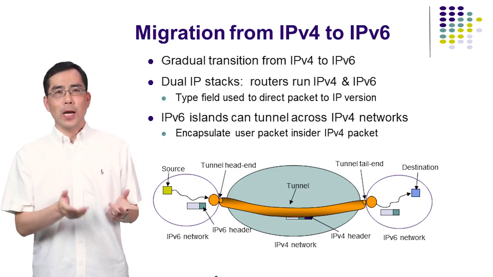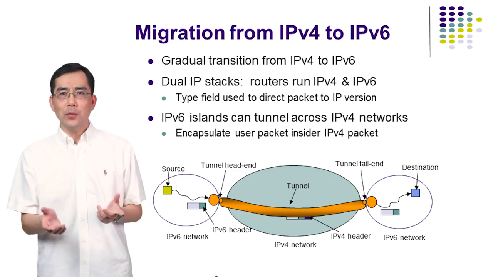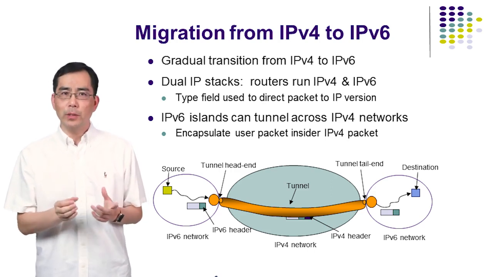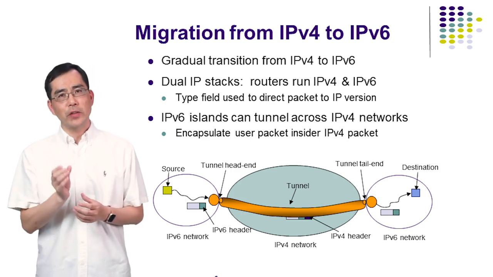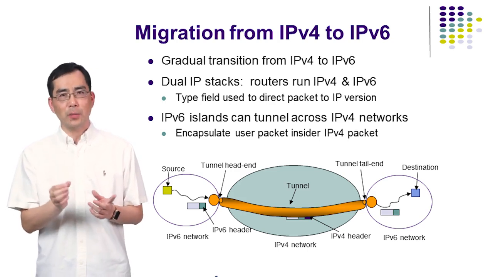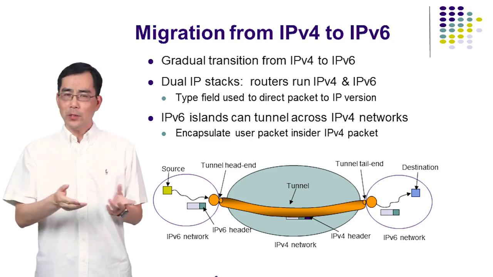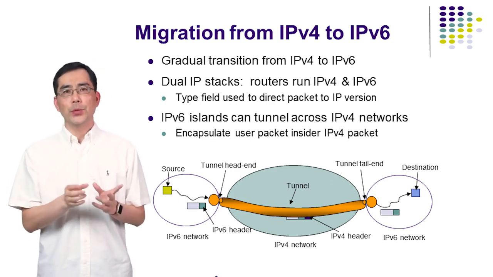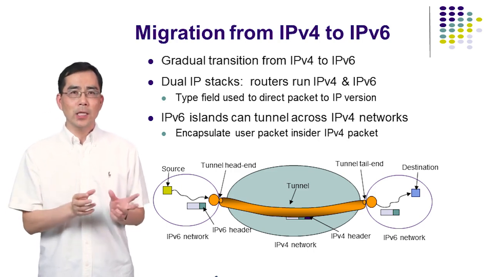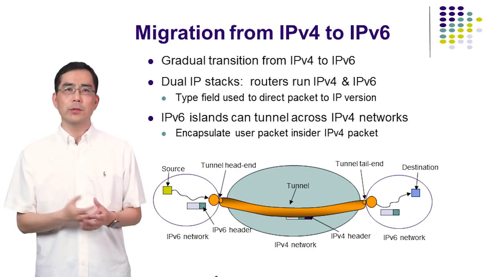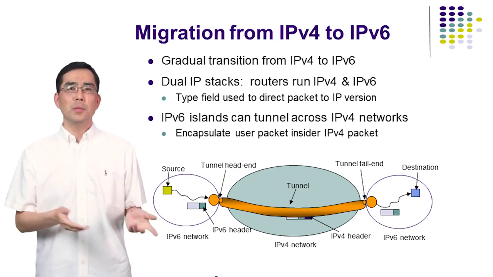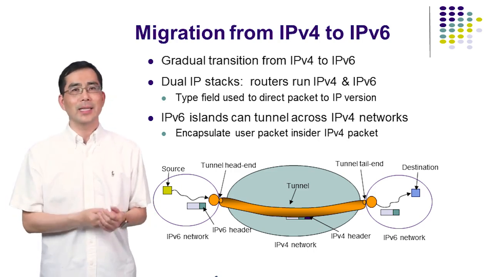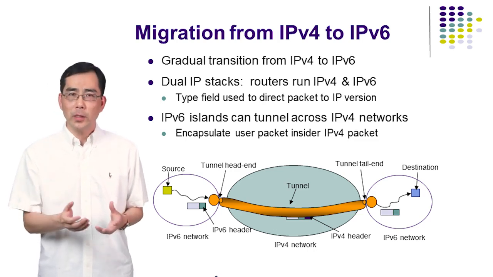When islands of IPv6 networks are separated by IPv4 networks, one approach is to build a tunnel across an IPv4 network connecting two IPv6 networks, as shown in this figure. A tunnel is a path created between two nodes so that the tunnel appears as a single link to the user. A tunnel is typically realized by encapsulating each user packet in another packet that can be forwarded along the tunnel.